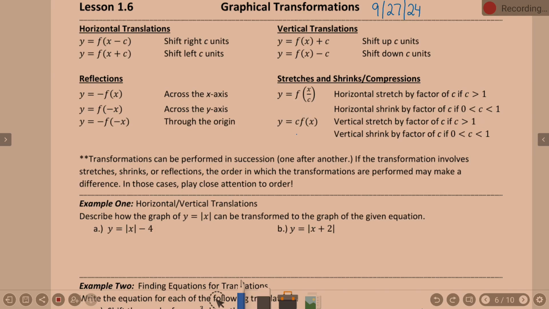Okay, so example 1 here. Describe how the graph y equals the absolute value of x, so that's your parent function, can be transformed to the graph of the given equation. So A, y equals absolute value of x minus 4. It's going to be going down 4. Agree? It's going down. The minus 4 is outside the absolute value, so it's up or down, opposite the sign: down. He says it's going to be going down 4. I'm going to use the word translated down 4 units.